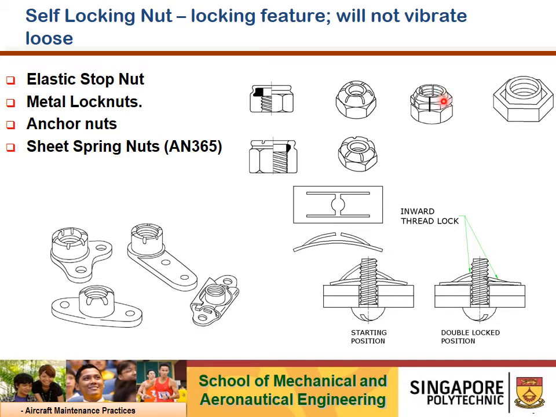And anchor nuts are installed to facilitate the use of securing screws, as for inspection panels or access doors. So it's available for high and low temperature application, anchor nuts. And sheet spring nuts AN365 is commonly called speed nuts. Okay, they are used with standard sheet metal self-tapping screws in non-structural application. So for example, clamps for conduit, support lines, access doors or instruments.